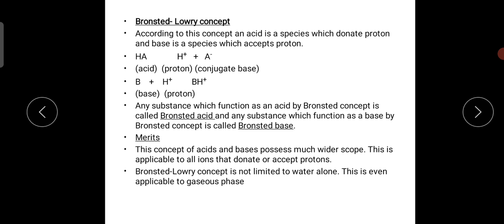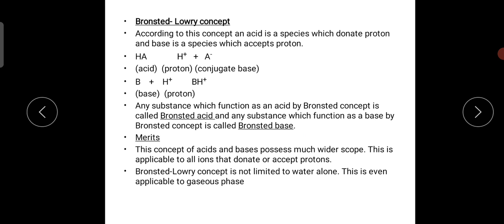Then the Bronsted-Lowry concept. According to it, an acid is a species that donates a proton and a base accepts a proton. See, this is an acid. It will donate a proton and form the conjugate base. A base will accept a proton. Any substance which functions as an acid by the Bronsted concept, we call a Bronsted acid, and a base is a Bronsted base. So acid donates a proton, base accepts a proton.